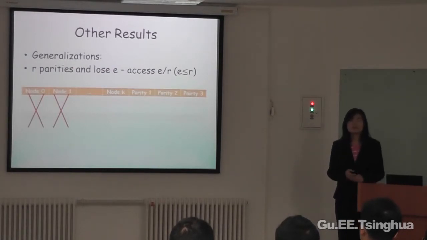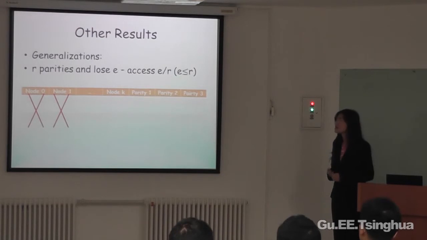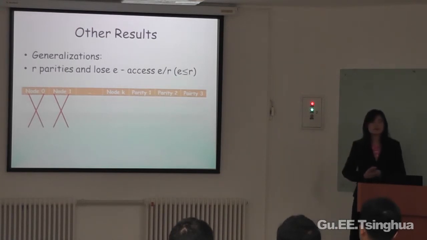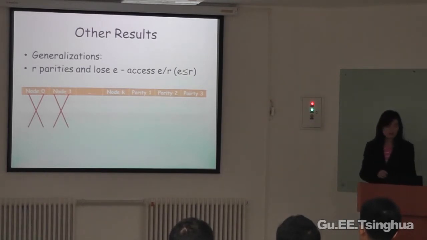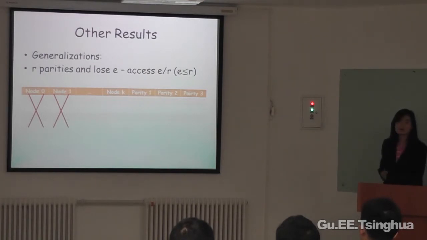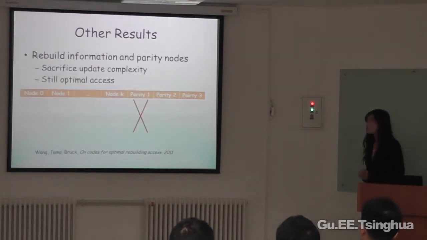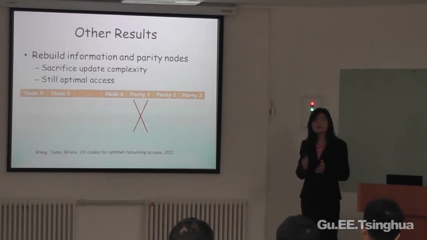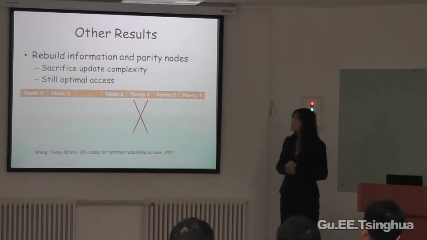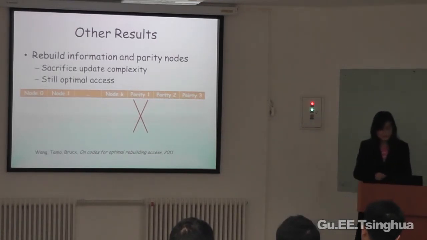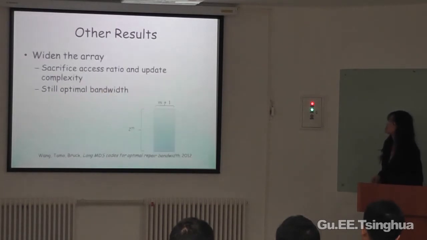So we have some generalizations of the zigzag code. First we ask, what if I have more than 2 parities? And what if I lose more than one of the nodes? We were able to show a lower bound and achievability that the amount of access is E over R, where E is the number of erasures and R is the number of parities. Also, in our code, we first only tried to rebuild the systematic nodes. Now, we also try to rebuild the parity nodes, and we have constructions for that.